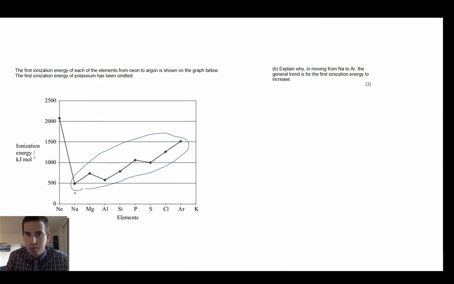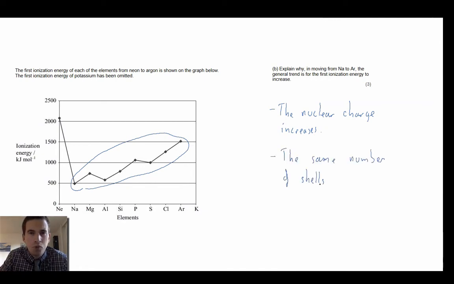As you go across a period, the nuclear charge increases because the number of protons in the nucleus increases. This makes the attraction to the outer electron stronger. Hence, it is harder to remove. That would get you 1 mark.